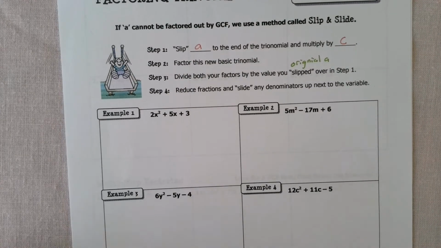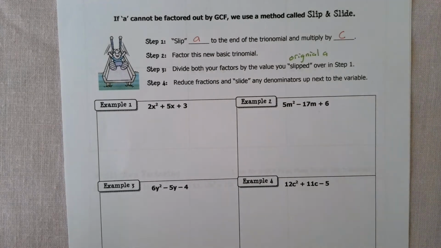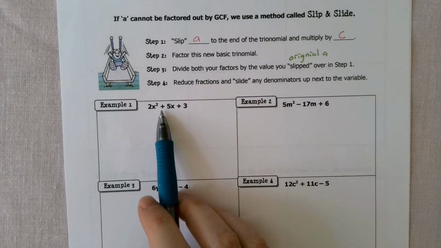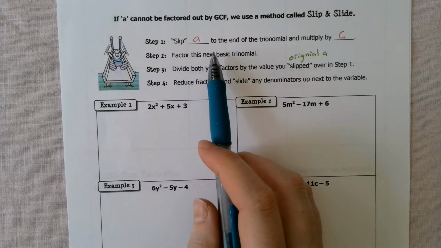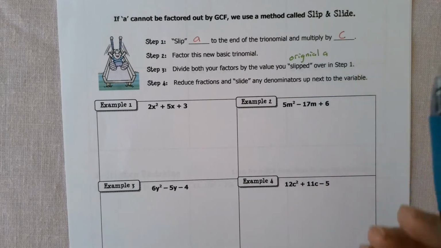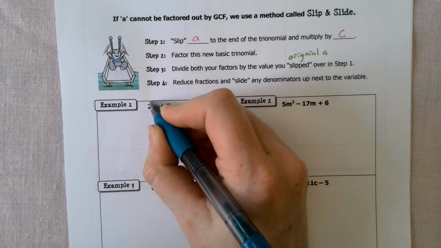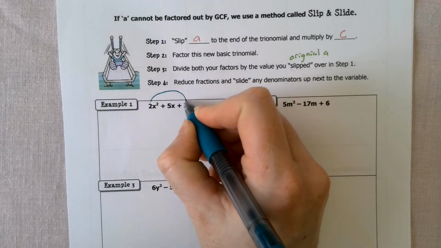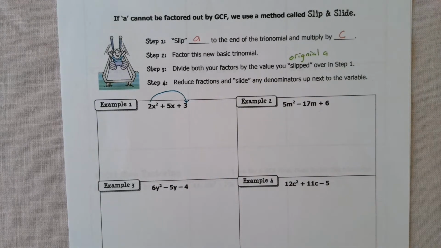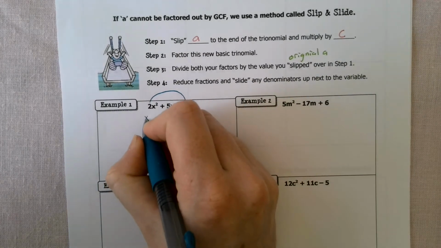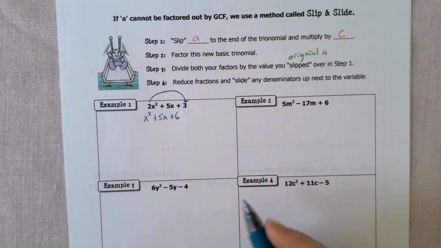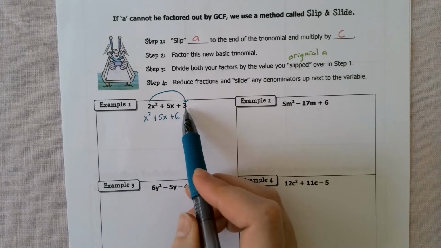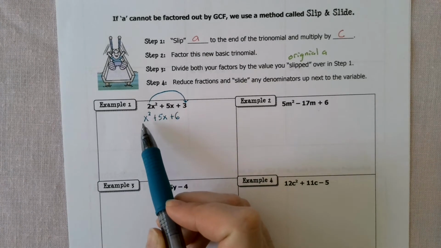So let's go ahead and jump right on in to our very first example. So check to make sure that it's in standard form. Ax squared plus bx plus c. Perfect. All right, and then we're going to slip our a to the end of the trinomial and multiply it by c. So we're going to slip this 2. We're going to multiply it by this 3. Okay? So what we're going to end up with is x squared plus 5x plus 6, because we're multiplying the 2 times the 3, and then that 2 is no longer there.